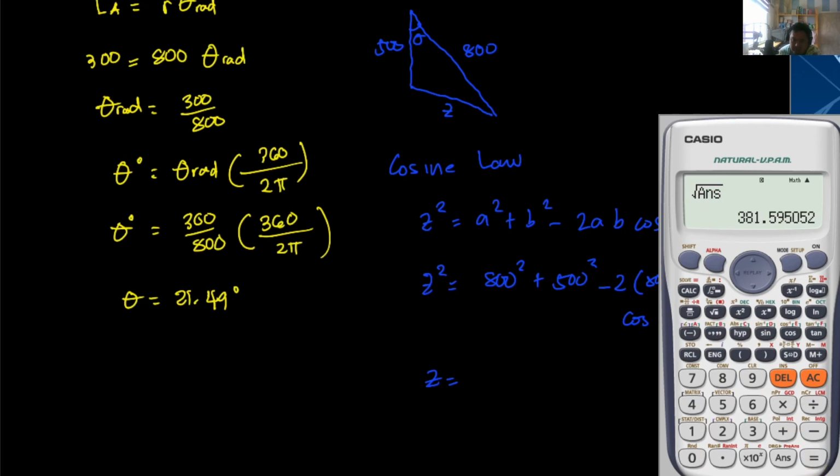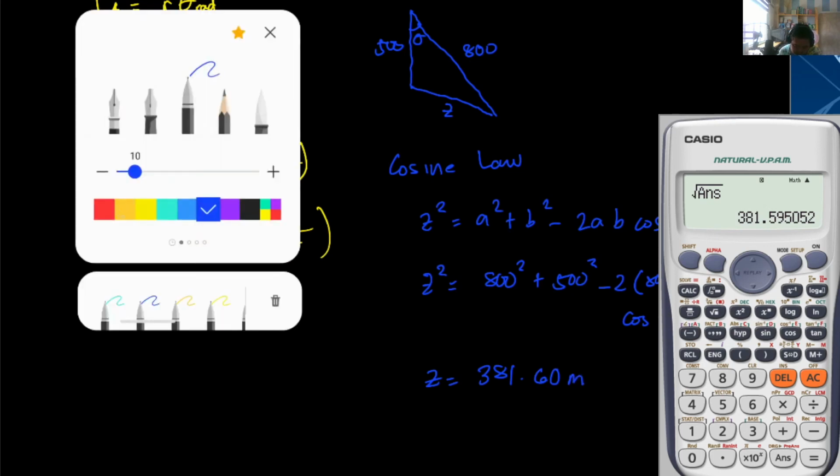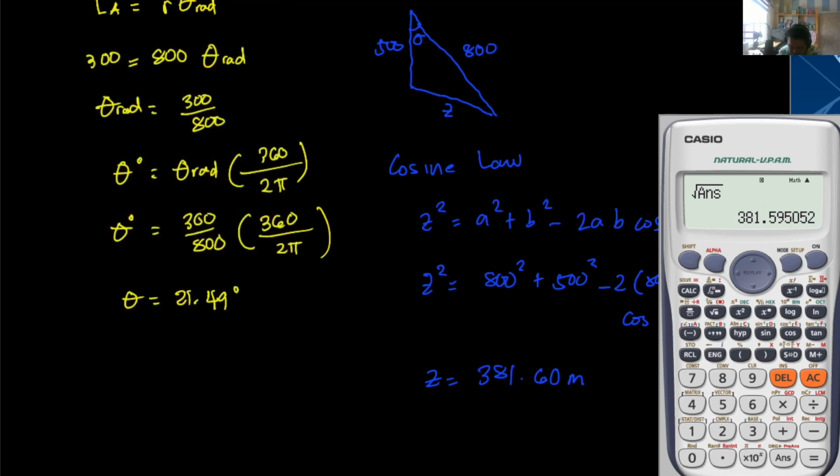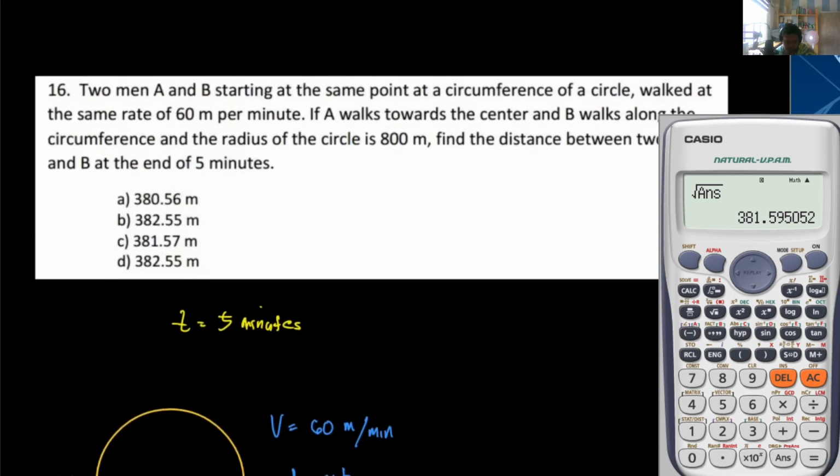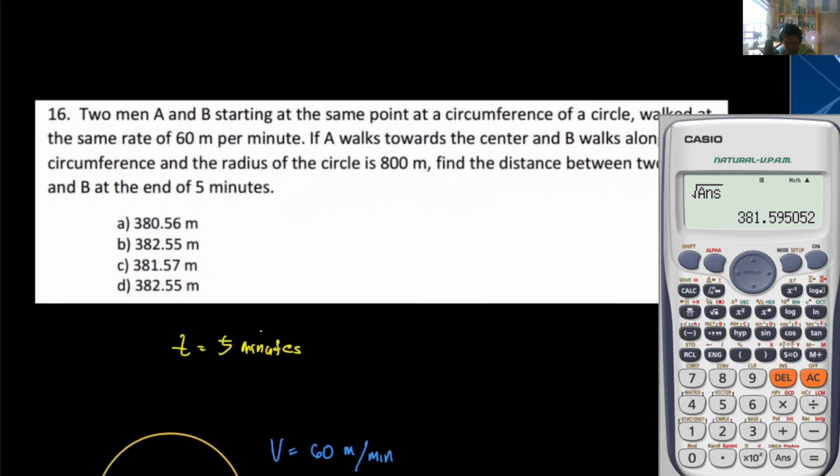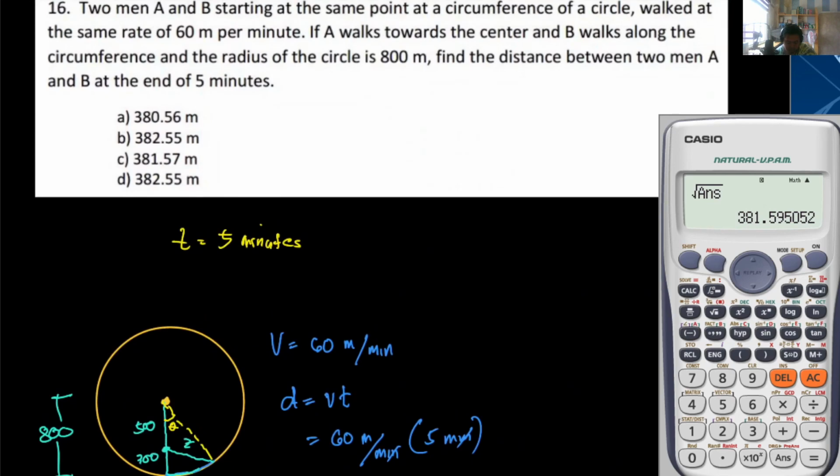So that is what? 381.60 meters. Okay? So that is the answer, the distance of A and B after 5 minutes. So the answer is within our choices, 381.60. So most probably it's C. Okay? So this is the answer.